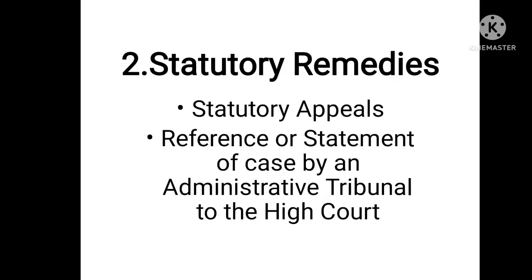The second type of remedies are statutory remedies, which are of two types: statutory appeals, and reference to the High Court or statement of case by an administrative tribunal to the High Court. There are some acts which provide for an appeal from a statutory tribunal to the High Court on a point of law. We may take the example of Section 30 of the Workmen's Compensation Act 1923. While there are several statutes which provide for the reference or statement of case by an administrative tribunal to the High Court, for example, Section 256 of the Income Tax Act 1961.